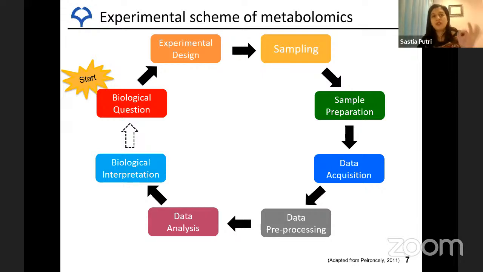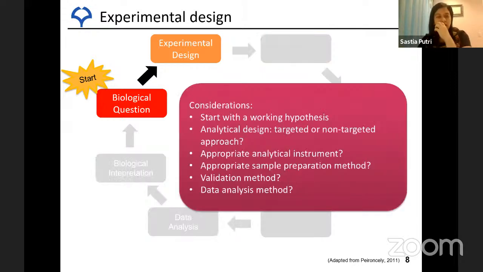So it's very important for us to consider how to make a good biological question. The first one is to start with a good working hypothesis. The second one is the analytical design, whether you want to go targeted into a particular target metabolite, or you want to do a non-targeted approach where you actually don't know what classes of metabolites might be important to answer your question. And so you go non-targeted, you just analyze as many as you can.